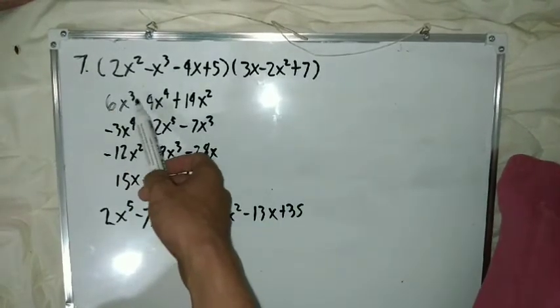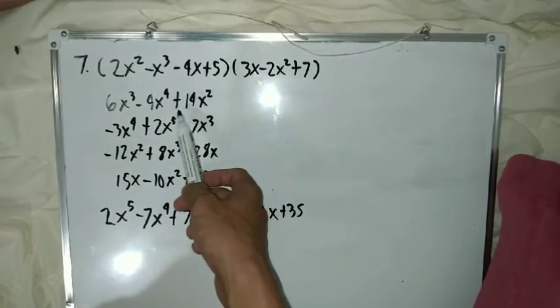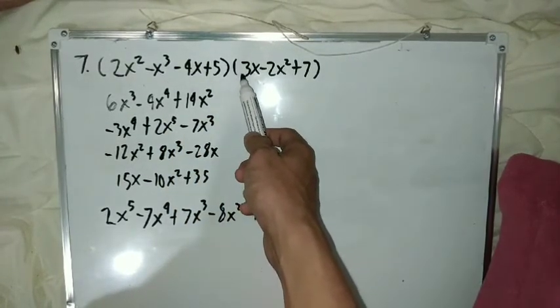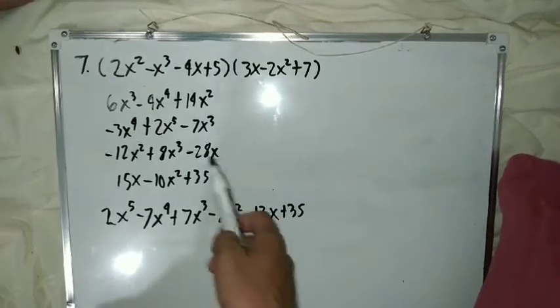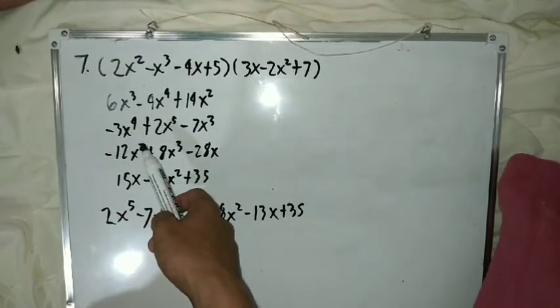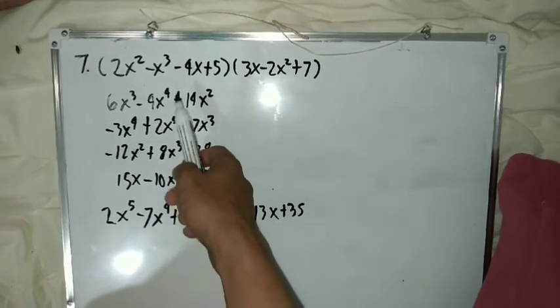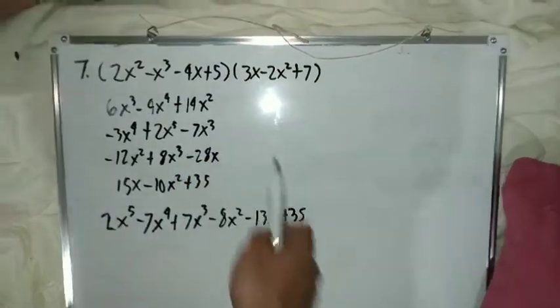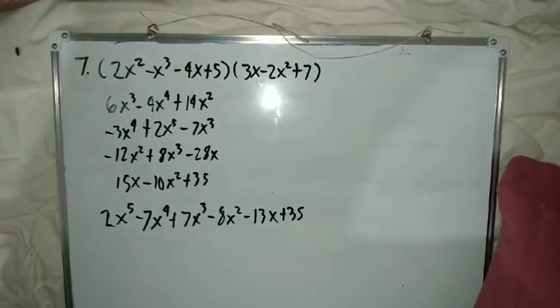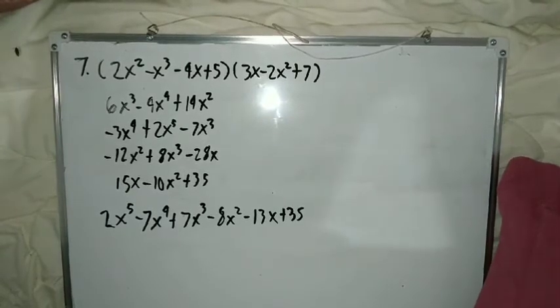So the answer is 6x cubed minus 4x raised to the fourth power plus 14x squared. And multiply negative x cubed to the quantity of 3x minus 2x squared plus 7, so the answer is negative 3x raised to the fourth power plus 2x raised to the fifth power minus 7x cubed. And multiply 4x to the quantity of 3x minus 2x squared plus 7, so the answer is negative 12x squared plus 8x cubed minus 28x.